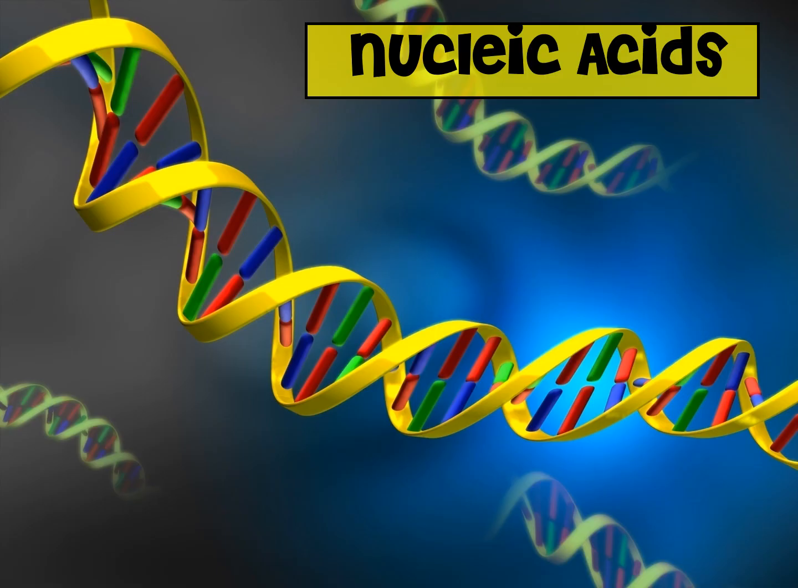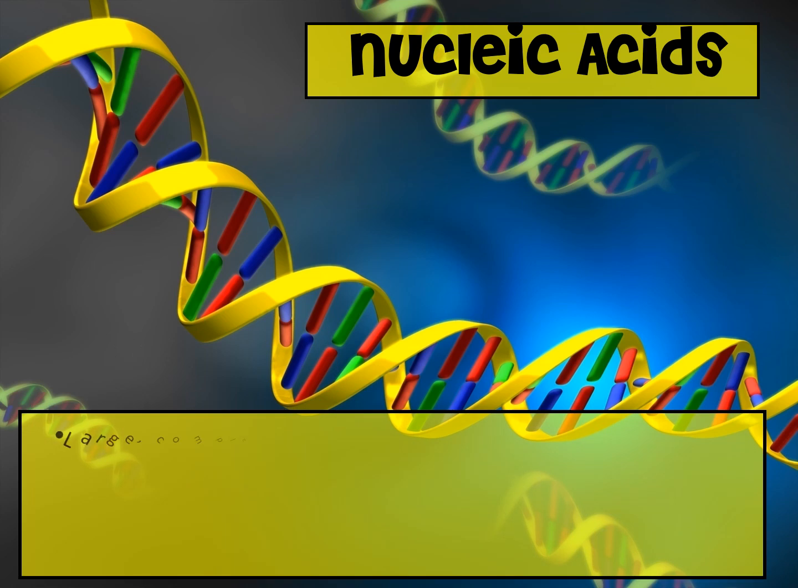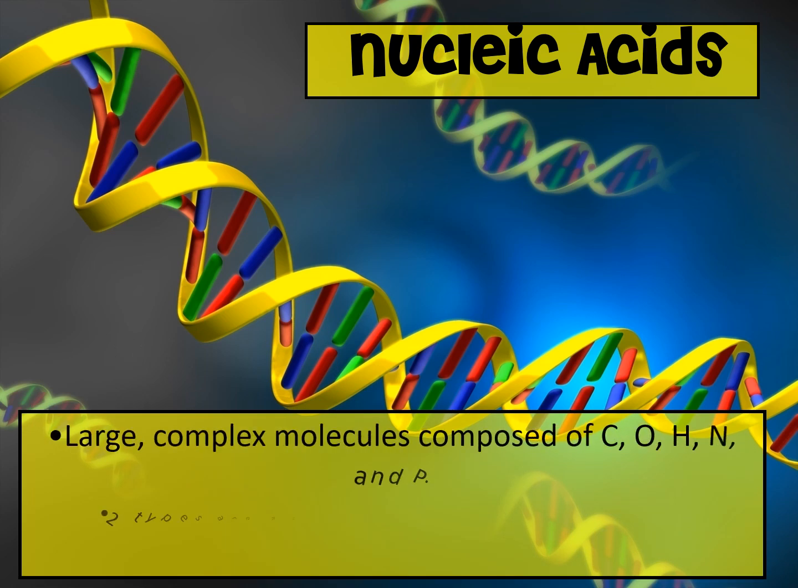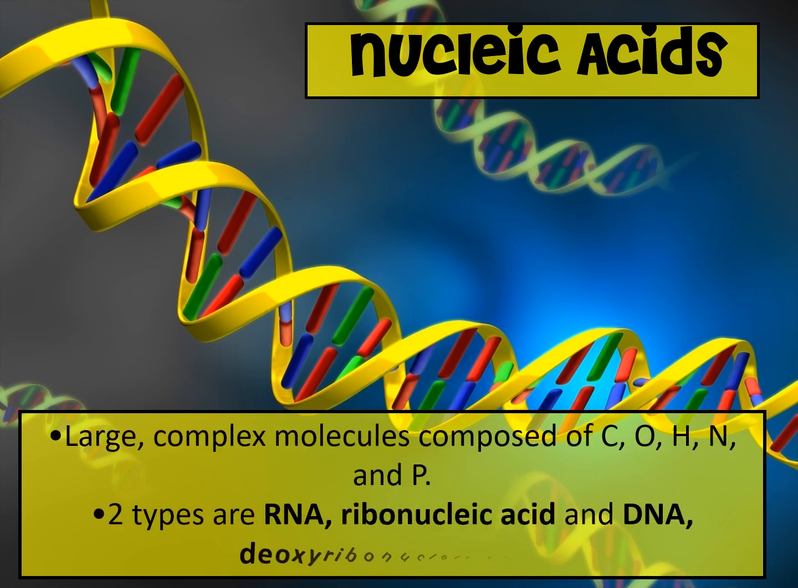Nucleic acids are composed of 5 main elements. So it's carbon, hydrogen, oxygen, nitrogen, and throw in some phosphorus. And there are 2 different types that you probably have already heard of. And that is RNA, ribonucleic acid, and DNA, which is deoxyribonucleic acid. There are some differences between the two. For example, ribonucleic acid is single-stranded, whereas deoxyribonucleic acid is double-stranded.